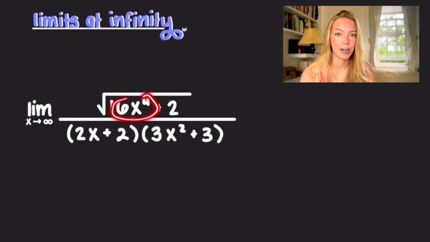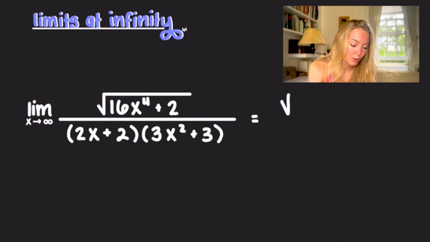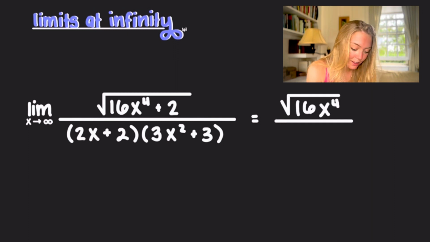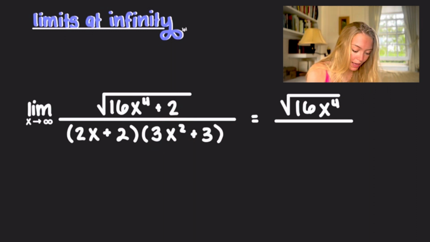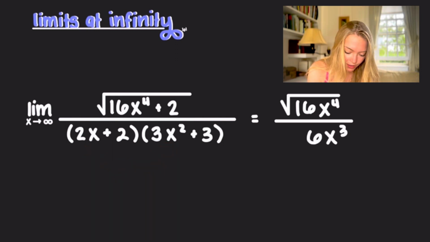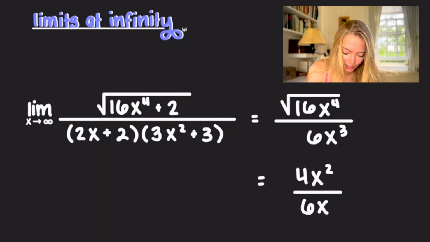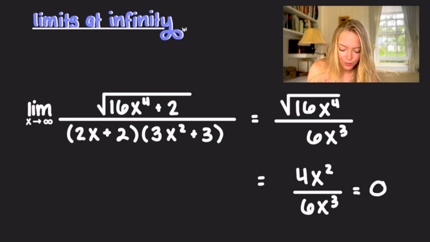Okay, so let's put it all together. All right, first we do the numerator. What's the biggest term? It's 16x to the fourth, but it's also being square rooted. What about the bottom? It looks like 3x squared is the biggest. However, it's being multiplied by this whole term right here. So when we factor this out, this 2x is going to be multiplied by 3x squared, and it's going to turn into 6x cubed. This is going to simplify to 4x squared over 6x cubed. That's smaller over bigger, so that's going to be equal to 0.